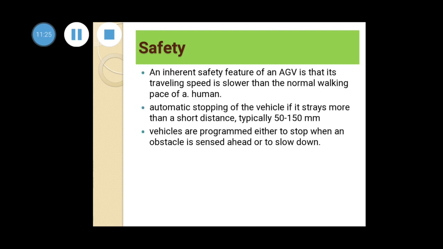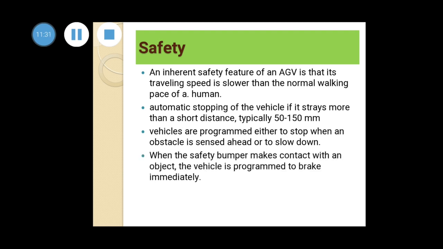So, what are the safety features in an AGV? Traveling speed is slower than the normal walking pace of a human, which means it is less risky. Automatic stopping of the vehicle if it strays more than a short distance, typically 50 to 150 mm. Vehicles are programmed either to stop when an obstacle is sensed or to slow down. When the safety bumper makes contact with the object, the vehicle is programmed to brake immediately.